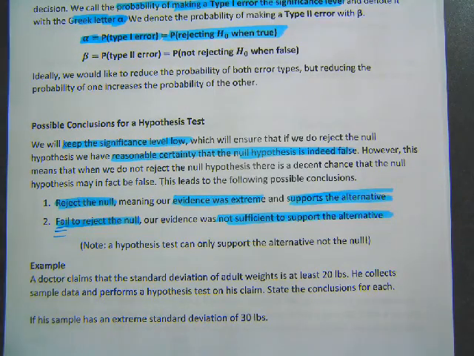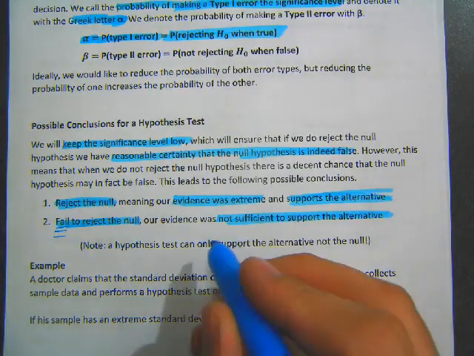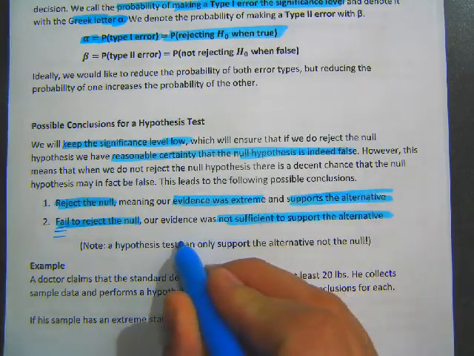Because of the way we're setting up the test, we're saying, if I find extreme evidence, I will reject this thing. I will say the null is false and I'm going to support that alternative. If I don't find extreme enough evidence, I'm not going to reject the null. I'm just going to say I couldn't disprove it. So you can reject the null, or you can fail to reject the null. If you fail to reject the null, it doesn't mean it's true. It just means you couldn't disprove it. So you can only support the alternative, not the null.